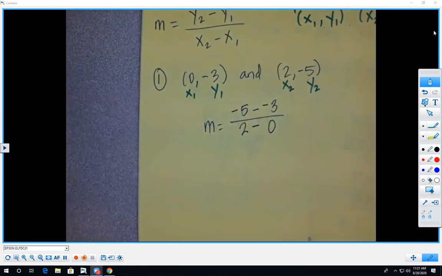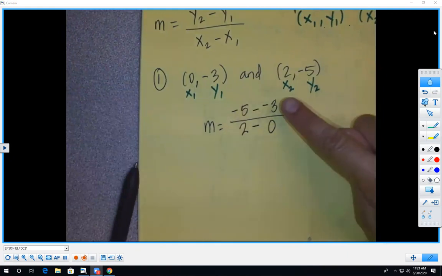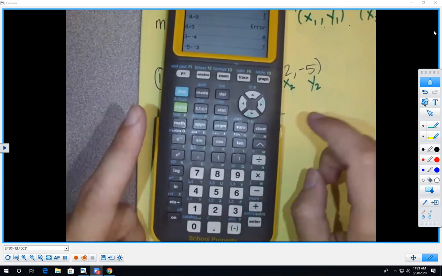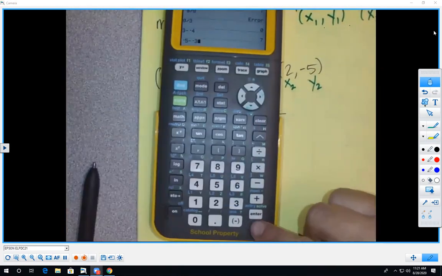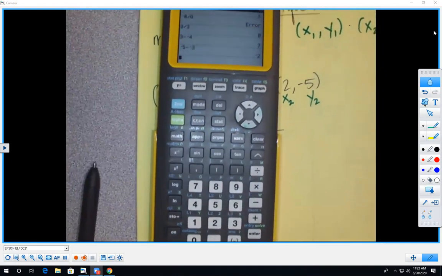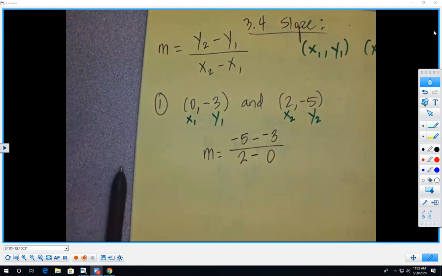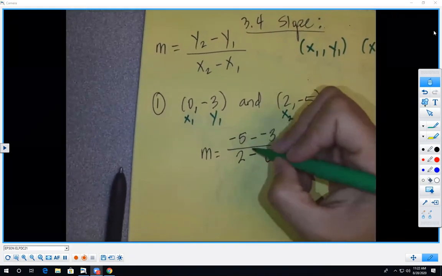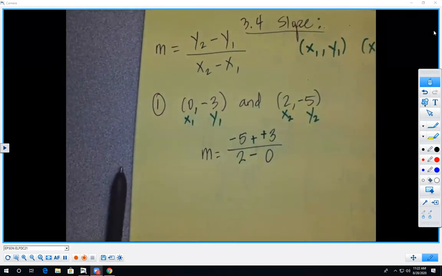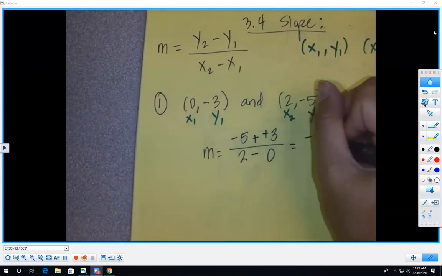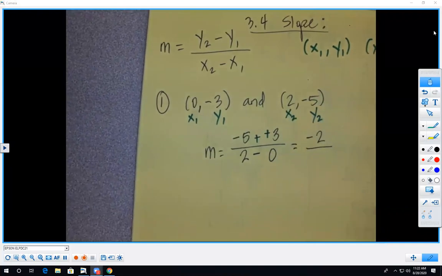On top here, -5 minus -3. Some people have a hard time with that. If you need to, you can put it on your calculator. If you're going to put it on your calculator, don't put the whole thing in. Just put the top in to get the number. It's -5 minus -3, and you get -2 as your answer. Or if you wanted to do it by hand, minus a negative is the same thing as plus a positive. So -5 plus 3 is -2.